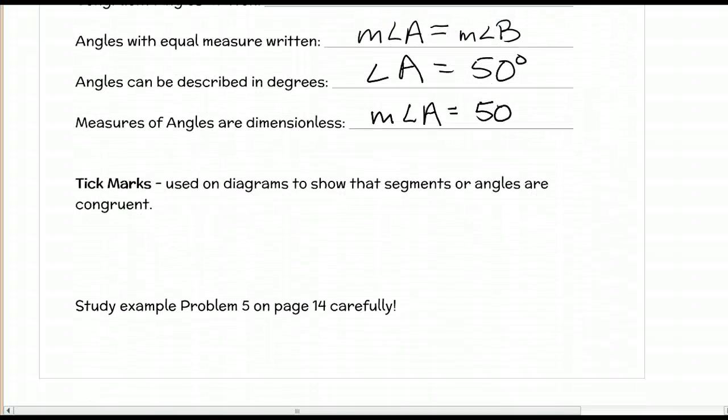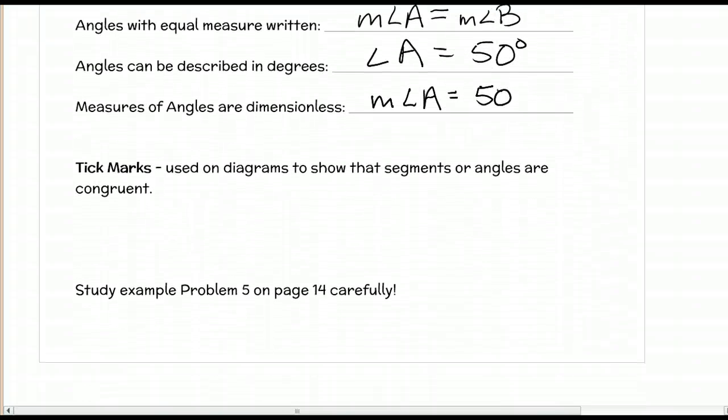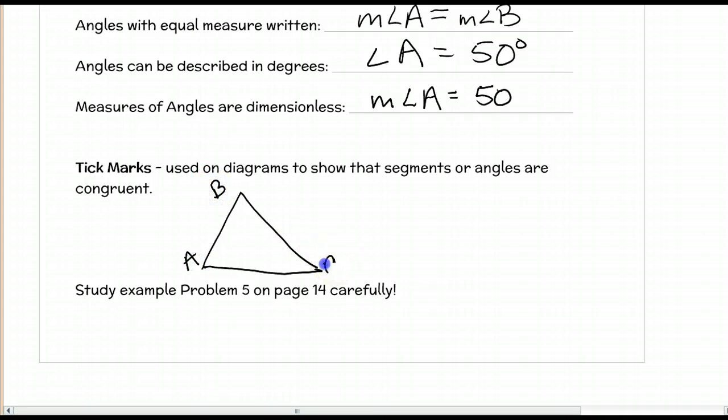Alright, so lastly, let's talk about tick marks. Tick marks are just little marks on diagrams that we use to show that segments or angles are congruent, and we're going to use them all the time, and I strongly recommend that you use them. So let's say I have two triangles. Let's say this is triangle ABC. And then I have another triangle over here. Let's call it DEF.